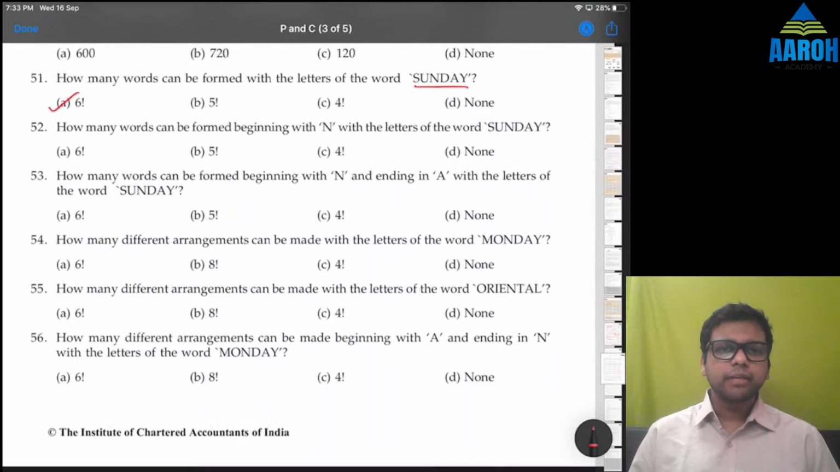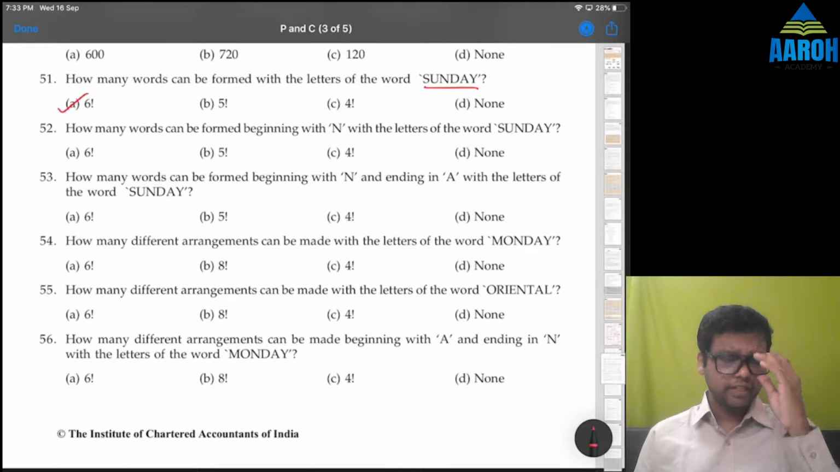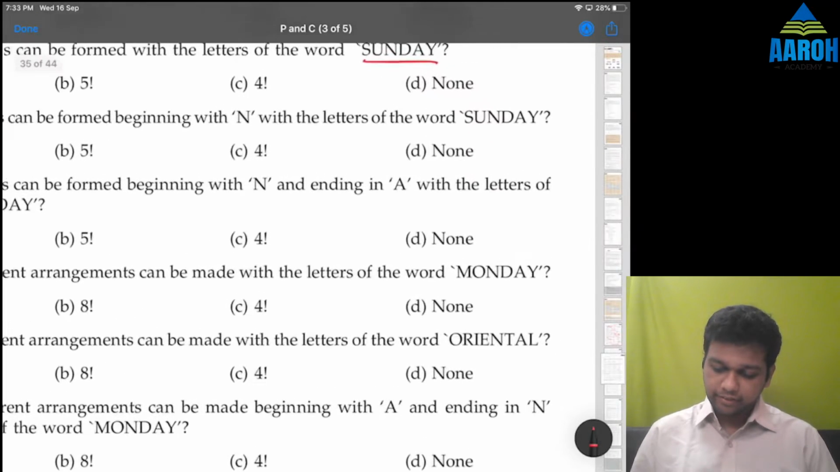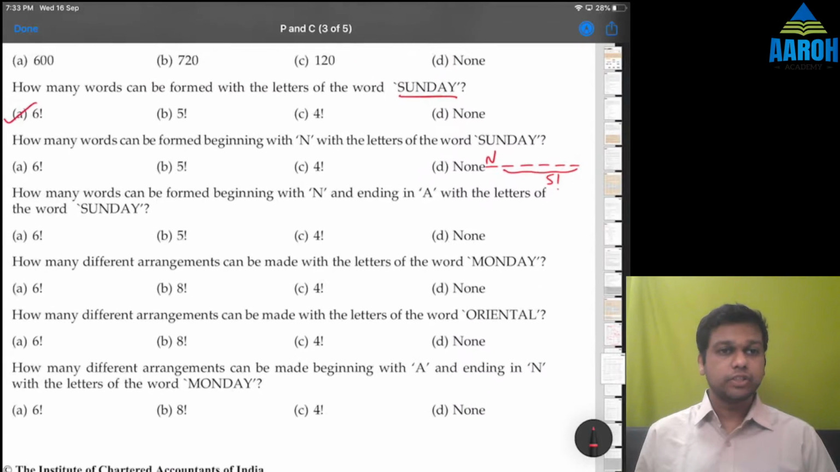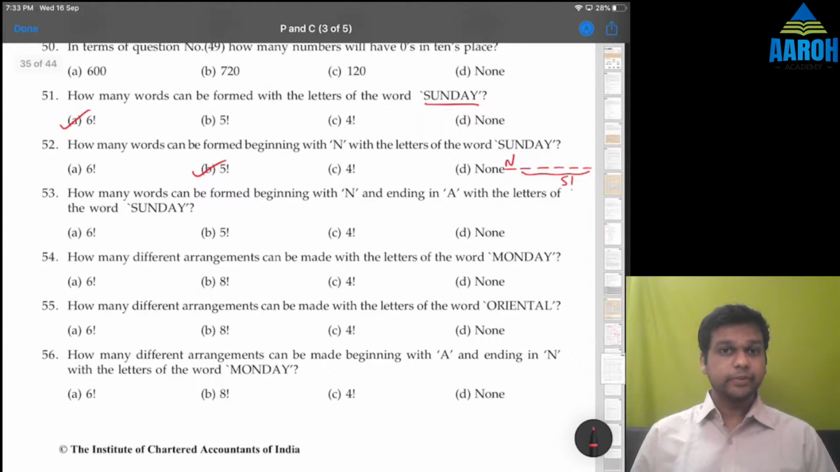52. How many words can be formed beginning with N with the letters of the word Sunday? Okay, so there is a restriction. It has to begin with N. So 1, 2, 3, 4, 5, 6. It has to begin with N. That means the remaining 5 letters can be arranged in 5 factorial ways. So 5 factorial is the correct answer.